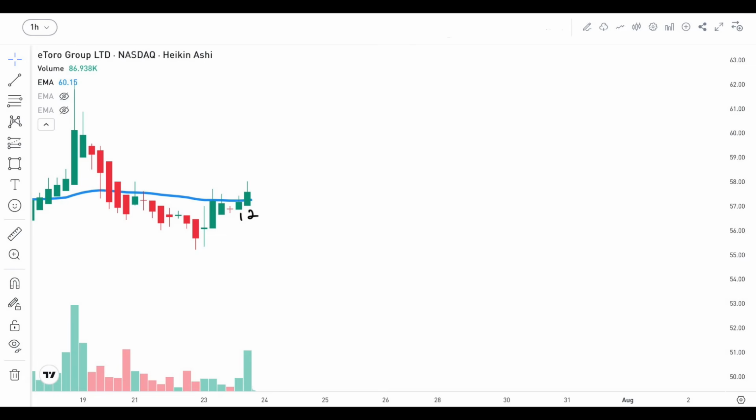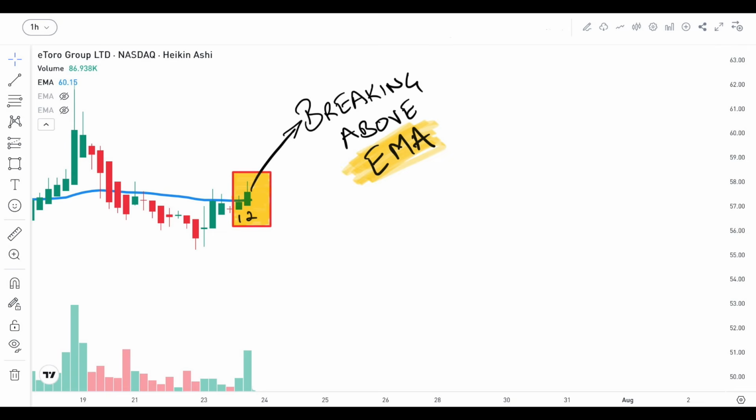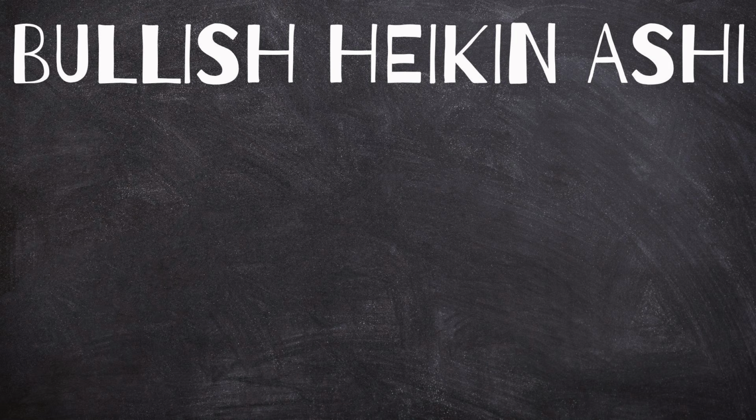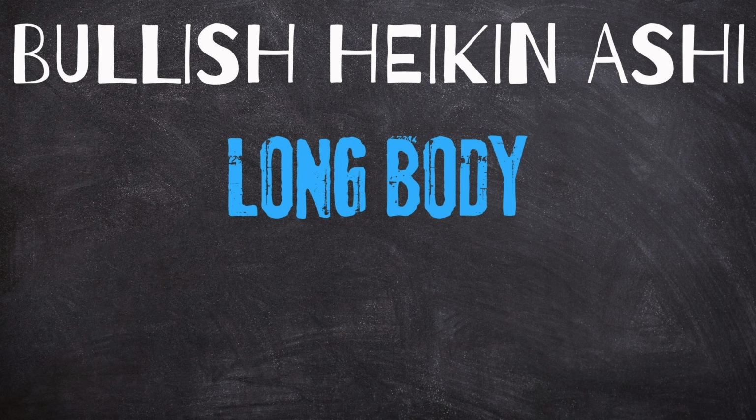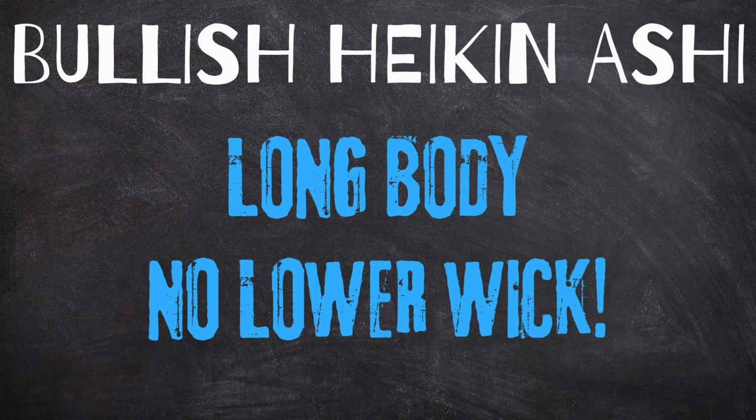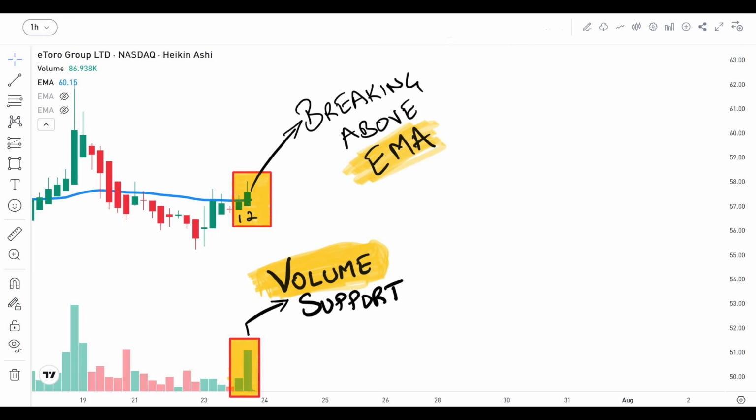We see 2 bullish Heikin-Ashi candles. The second candle closes above the 50 EMA line. Remember that for Heikin-Ashi candles to be really considered as bullish for our setup, there should be no lower wick. But what's even better, this time we have a strong volume behind the move.